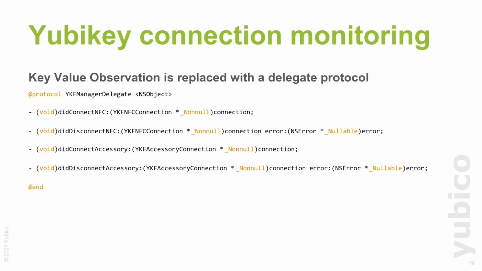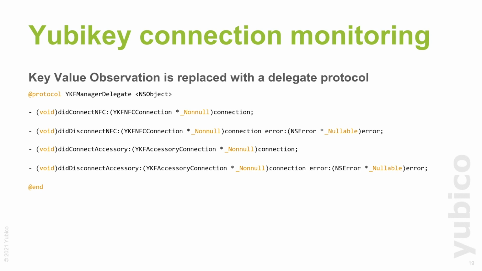Next big change is how we monitor the connection status of the SDK. Previously, this was done with KeyValue Observation, and it was kind of tricky to implement this, especially in Swift. So we've changed this to a simple delegate protocol to align better with how Apple do this in their more modern APIs. And it should be a lot more familiar with Swift developers, and also a lot easier to implement support for this. This delegate protocol is very similar to how Apple's Bluetooth protocol, for example, works.